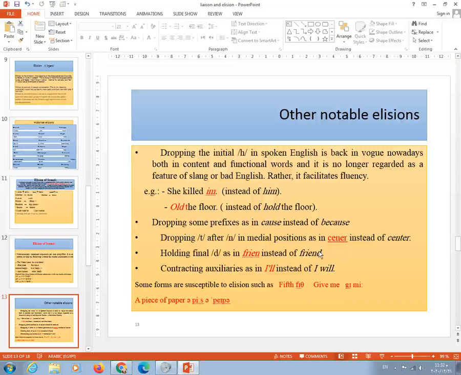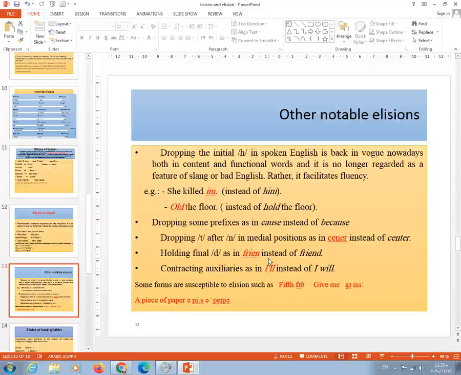Even if you have only two consonants, "friend", it looks like the final T, which is held: you pronounce it without releasing air. So say "fren". Okay. Contracting the auxiliaries, as in "I'll" instead of "I will". Some forms are susceptible to elision, such as "fifths", so I would say it simply as "fifs". Okay. "Give me a piece of paper." These are things that exist too.